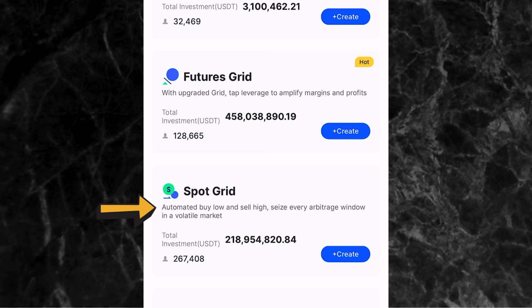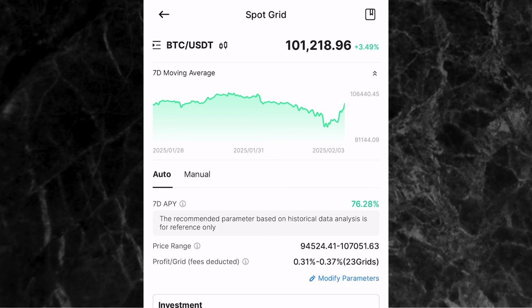So to create a spot grid trading bot, just click on where you have this create right here, and then it will bring you to the spot grid trading bot page. Now, the first thing you want to do on this page is to search for the trading pair you want to trade. Now, you can see where you have this BTC USDT, just click on it.